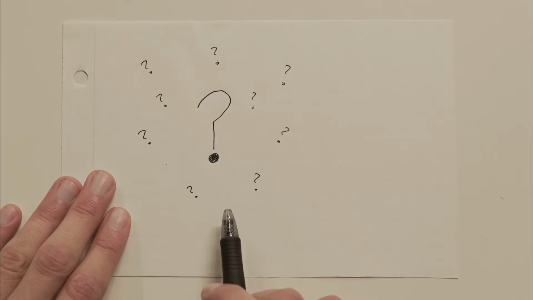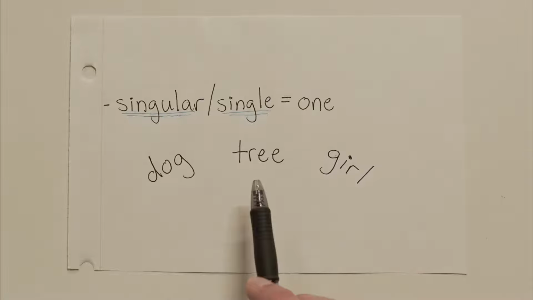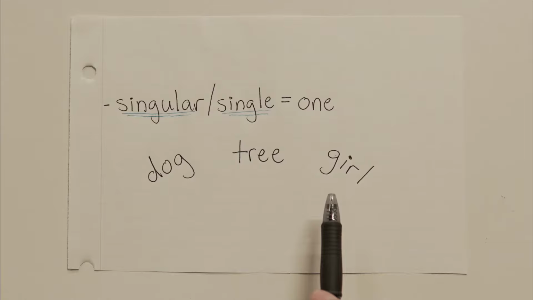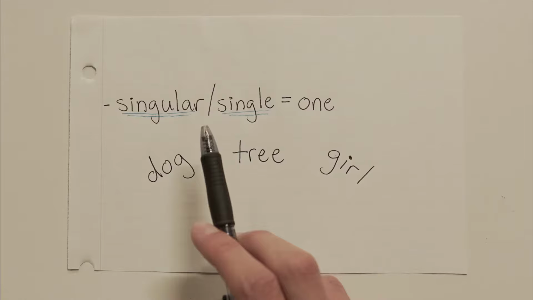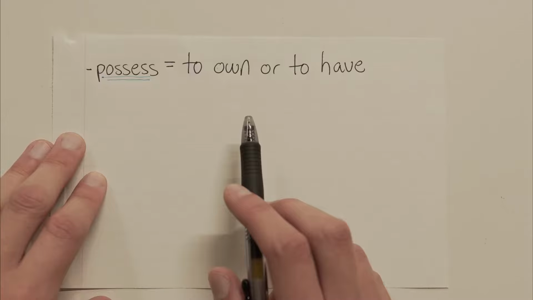So what exactly is a singular possessive noun? Well, let's break it down. The word singular means one. So a singular noun, all by itself, not possessive, would be something like dog or tree or girl. Just one of something. And that's pretty simple. Singular, single, one. But what about the possessive part? Well, to possess something just means to own it, or to have it, or to control it. So when you think possess, think to own.